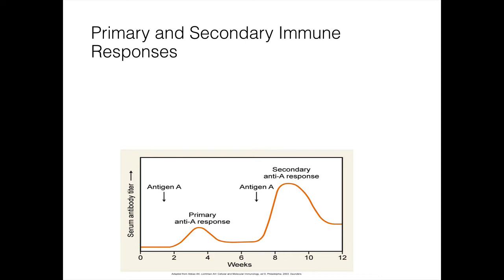In this case, because it's a primary exposure, you see that the serum antibody titer doesn't even really start rising until 2 to 4 weeks, when it peaks, and it's really not that good of a peak. But just after 7 weeks, you see another exposure to antigen A, the same antigen. Check out that secondary response. It's way faster and way more robust. That's a secondary response.